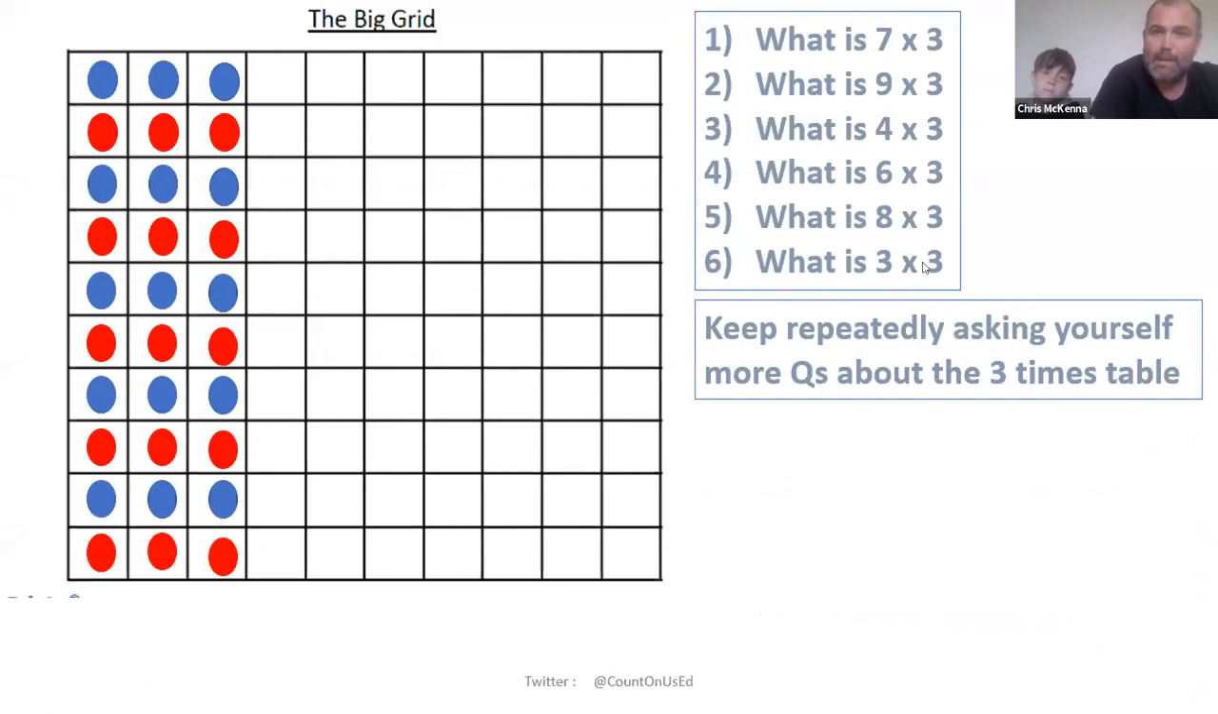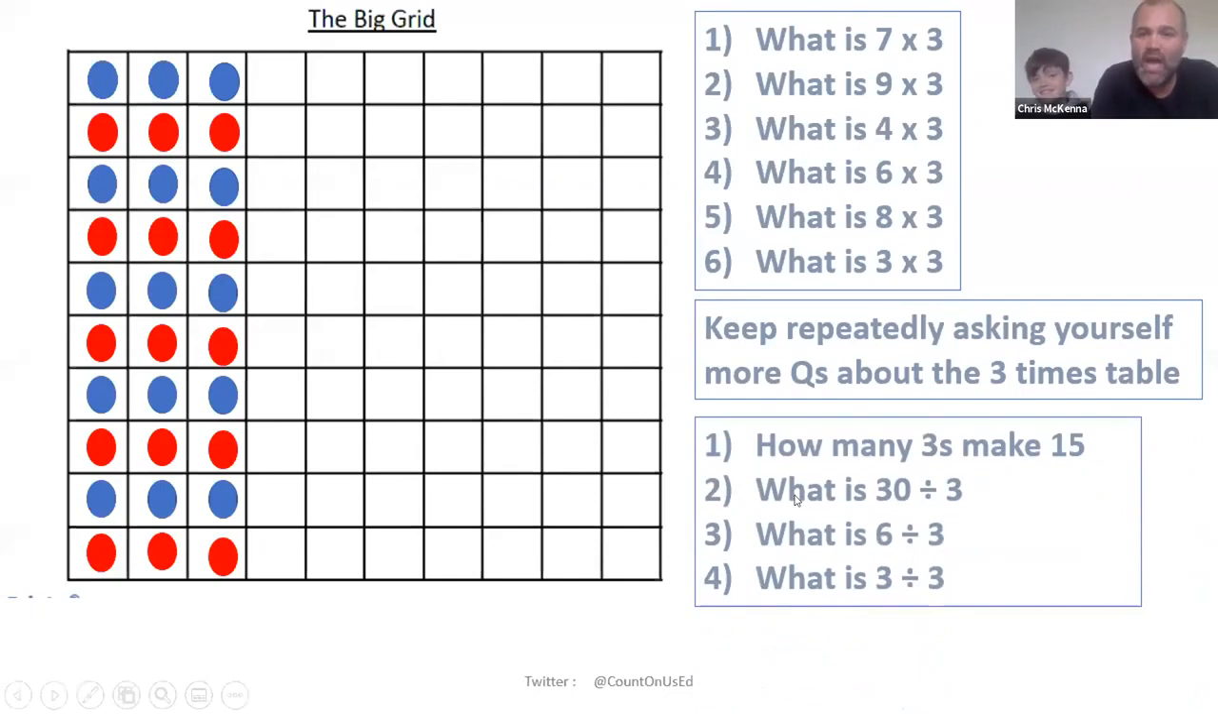And then we might say, okay, as I just say, keep asking yourself all these questions about the 3 times table. Practice makes perfect. Practice makes better. That's my statement. Practice does not make perfect. Nobody's perfect. So my saying is practice makes better.